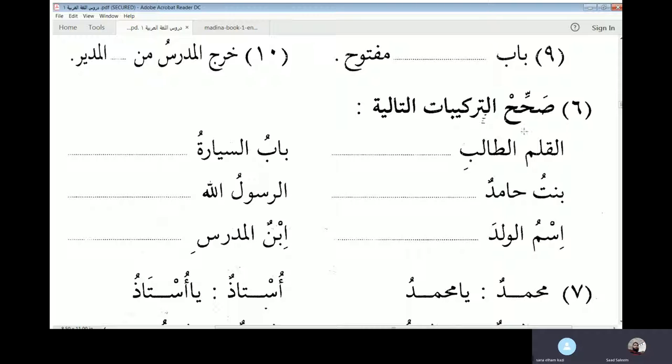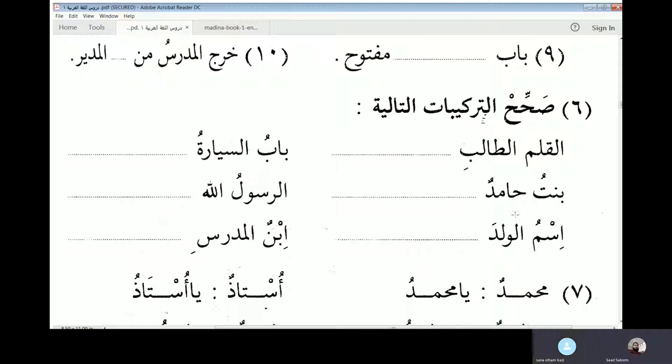Yes, kalamut talibi. Muzaf cannot be definite. So we'll remove this alif lam with Muzaf. Okay. It will become kalamut talibi. Good. Next. Babu sayyaratu should be sayyarati. What is the mistake? Muzaf alayh cannot be marfu, it should be majroor. Okay, this mistake is found here.